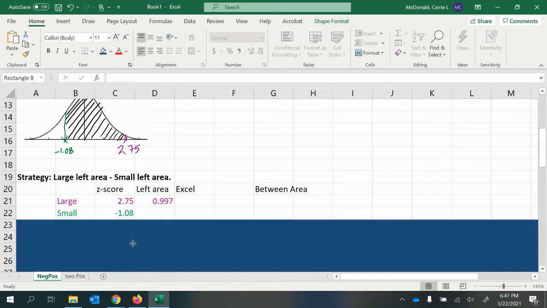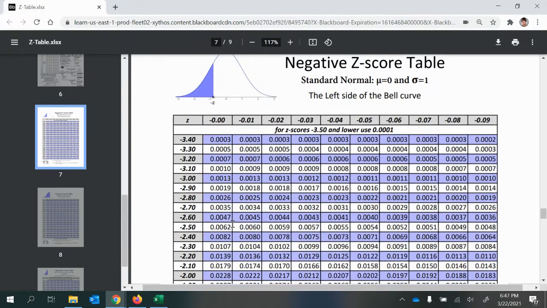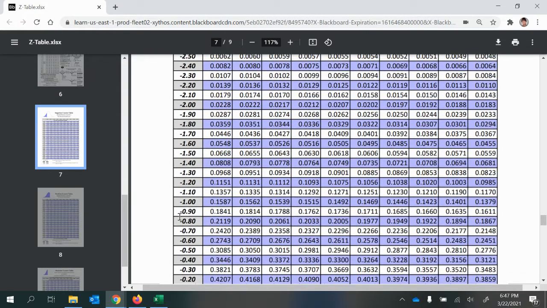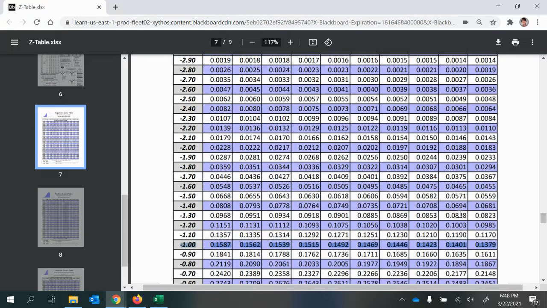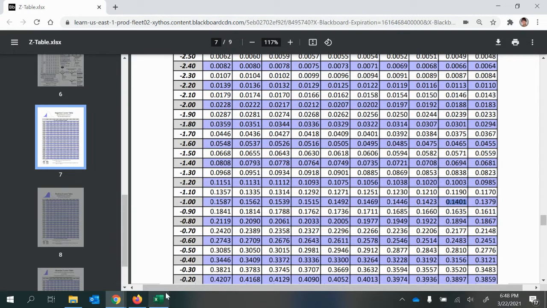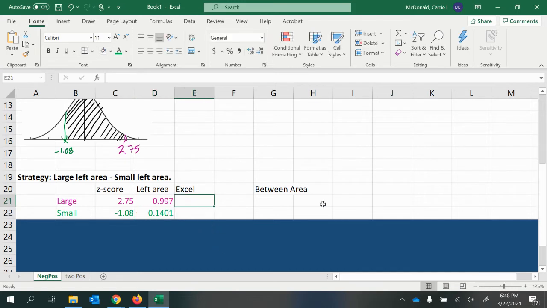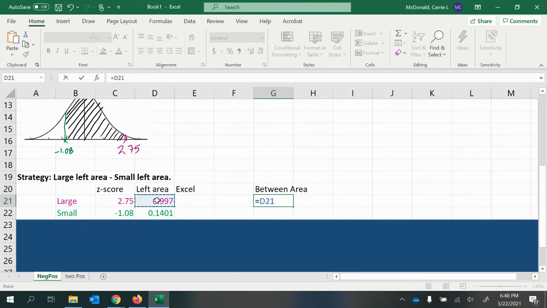Then I'll go ahead and find the smaller left area from -1.08. So now I have to make sure that I use the negative z-score table and look up -1.08. First, -1.0 is going to be this row, and then I want to match it up with the column that has 8 at the top as the last digit. That's the second to last column here, and so I get 0.1401 for the smaller left area. Then all I have to do to find my final answer is to subtract them. I'm just going to take my larger left area minus the smaller left area, and that is my final answer for this question.